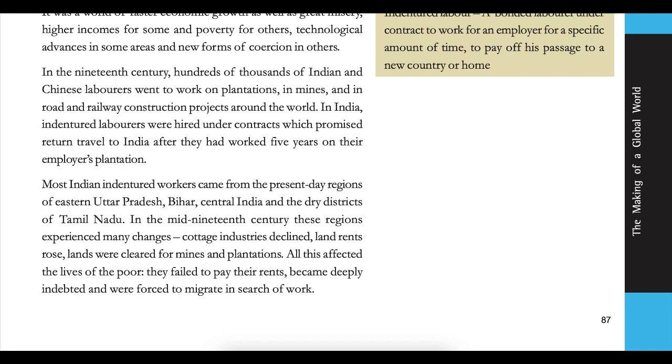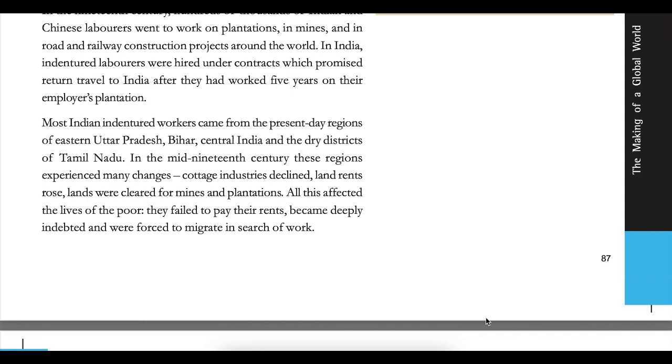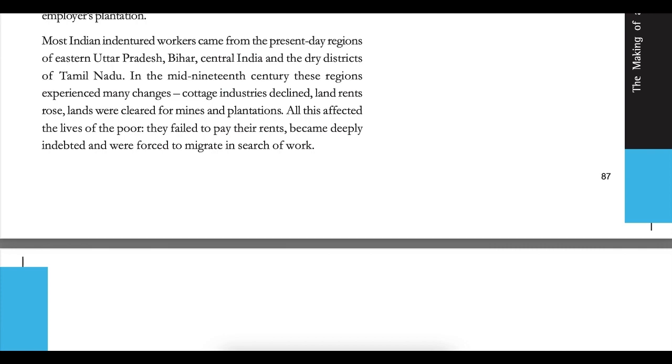In India, indentured labor were hired under contracts which promised return travel to India after they had worked 5 years on their employer's plantation. Most Indian indentured workers came from the present-day regions of eastern Uttar Pradesh, Bihar, central India, and the dry districts of Tamil Nadu. In the mid-19th century, these regions experienced many changes. Cottage industries declined. Land rents rose. Lands were cleared for mines and plantations. All this affected the lives of the poor. They failed to pay their rents, became deeply indebted, and were forced to migrate in search of work.